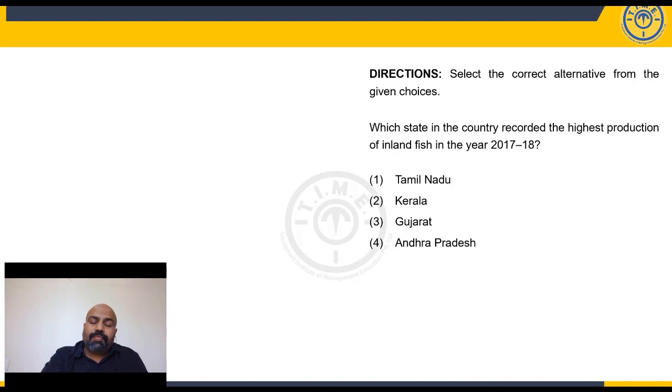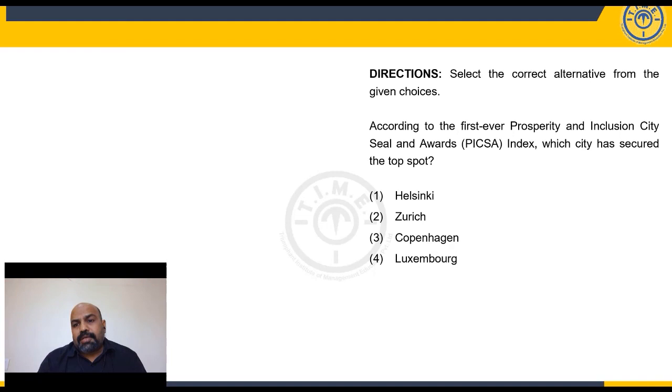This is the PISCA index, the Prosperity and Inclusion City Seal and Awards. Which city got the top spot? The choices are Helsinki, Zurich, Copenhagen, Luxembourg. The answer is Zurich. Where is Zurich? Zurich is in Switzerland, my friends, considered one of the world's most cosmopolitan cities. So let's look at a little about these countries.